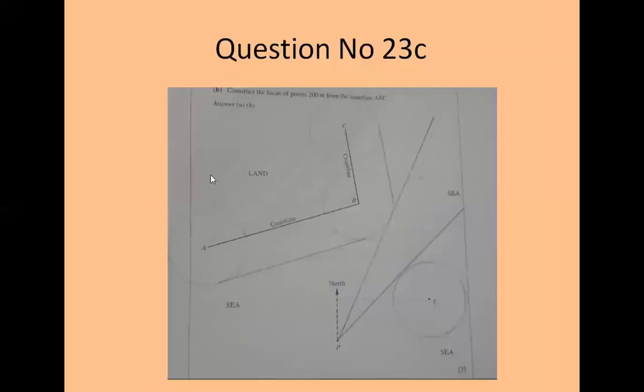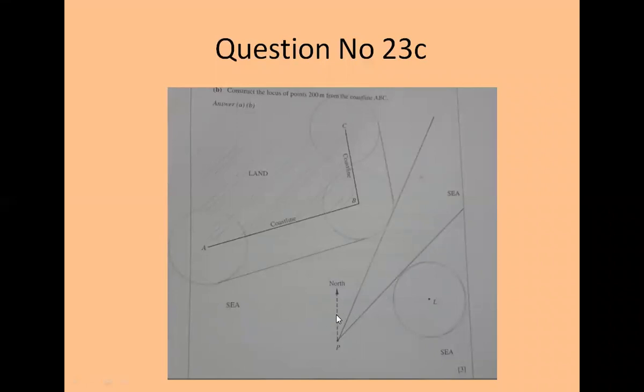Here I have drawn 2 lines. From P, you cannot go to the left of this line because you will be within 200 meters of the coastline. You cannot go to the right of this line. Why? Because then you will enter this circle. You will be less than 200 meters away from the lighthouse. So they are allowed only in this area. These are the 2 lines which I have drawn. They cannot go to the left of this, and they cannot go to the right of this.